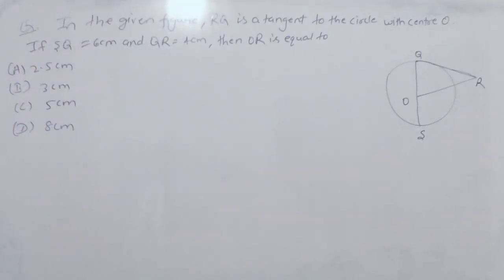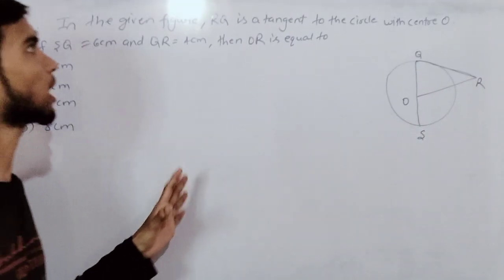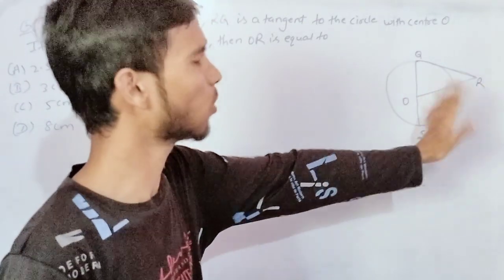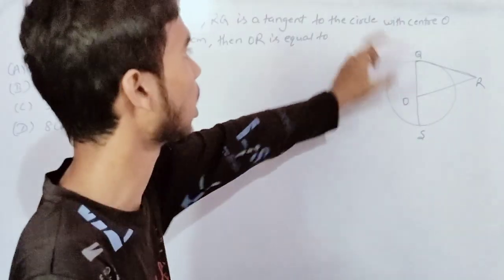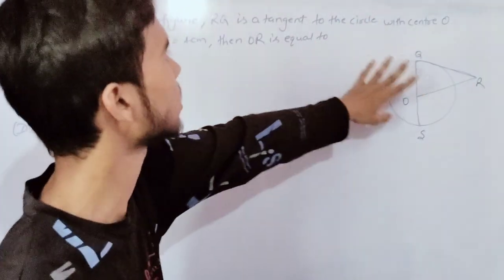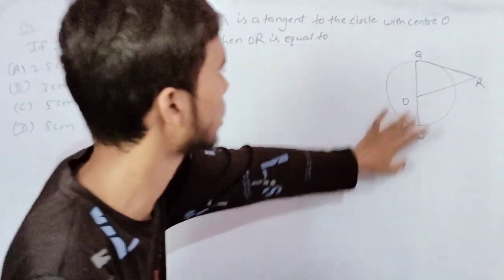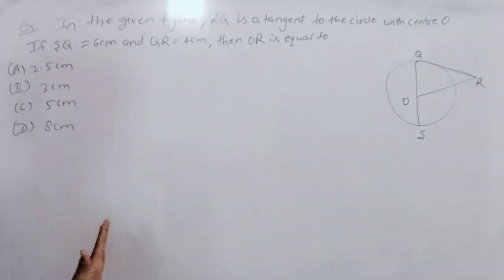This is the complete question. It is asking: in the given figure, RQ is a tangent. So OQ or OR will not be tangent. Yes, QR is a tangent to the circle with center O. Clear? SQ is a diameter with a measure of 6 centimeters.